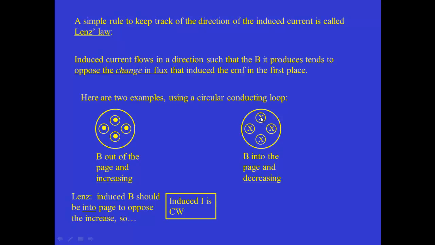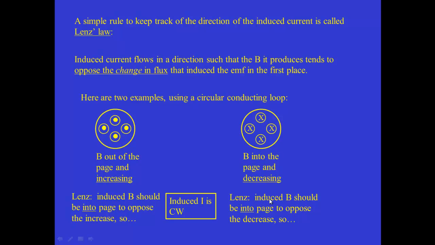Now this one can be a little bit confusing, but think about it this way. If the field is pointing into the page and it's getting weaker, what we want to have to oppose that is an induced B that also points into the page to reinforce the weakening magnetic field.